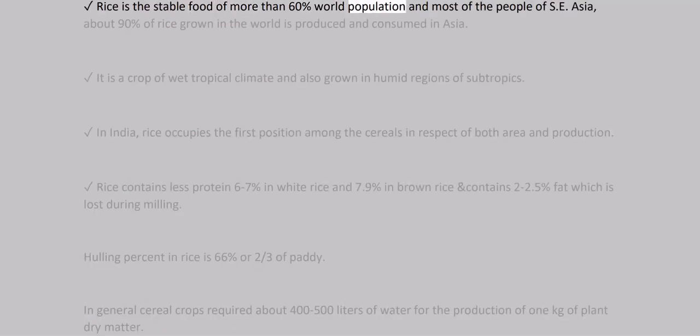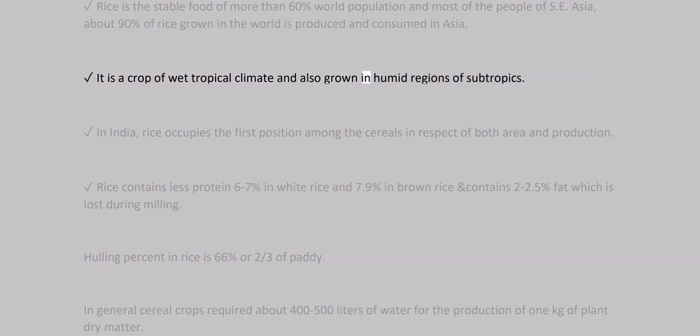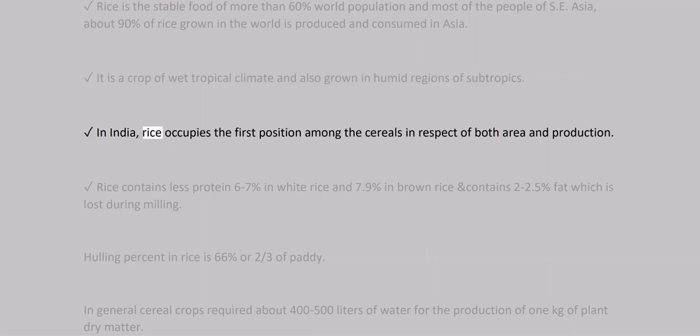Unit 10, crop production. 1, paddy, Oryza sativa, 2n equals 24. Rice is the staple food of more than 60% of the world population and most of the people of Southeast Asia. About 90% of rice grown in the world is produced and consumed in Asia. It is a crop of wet tropical climate, and is also grown in humid regions of the subtropics. In India, rice occupies the first position among cereals in respect of both area and production.